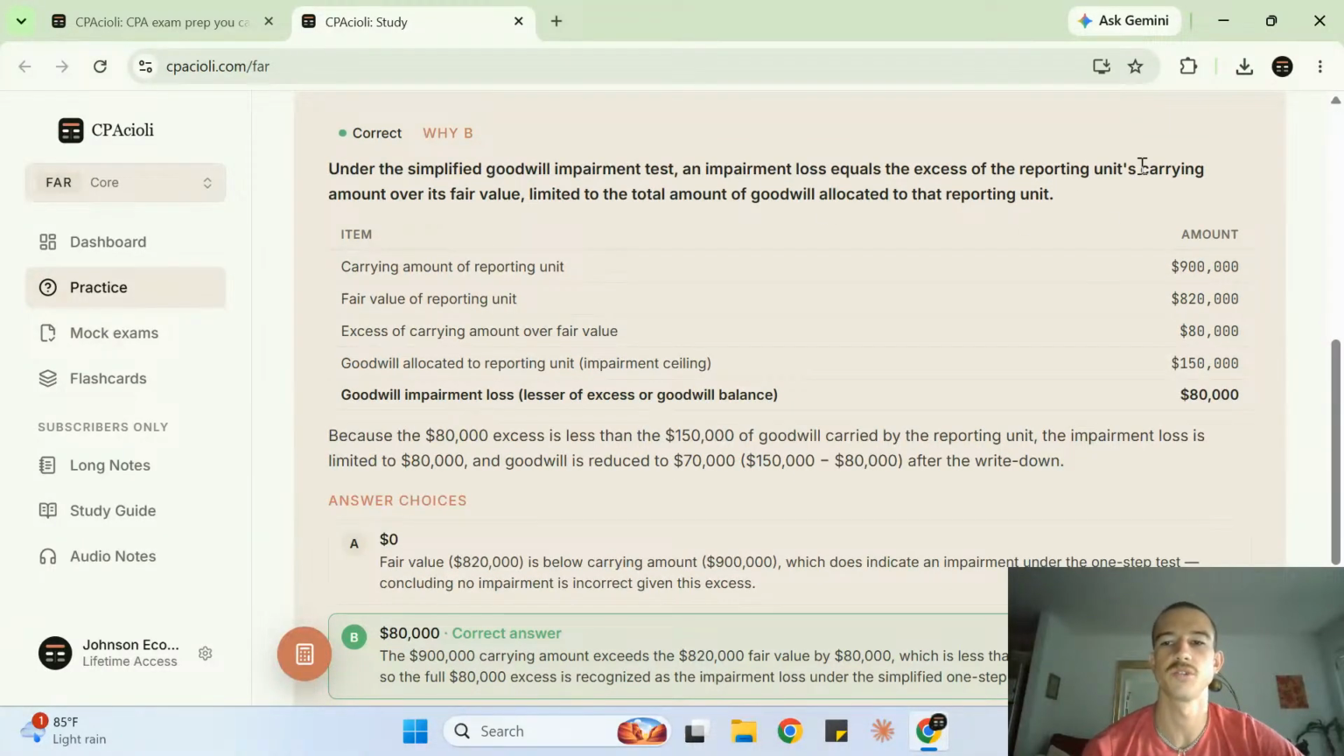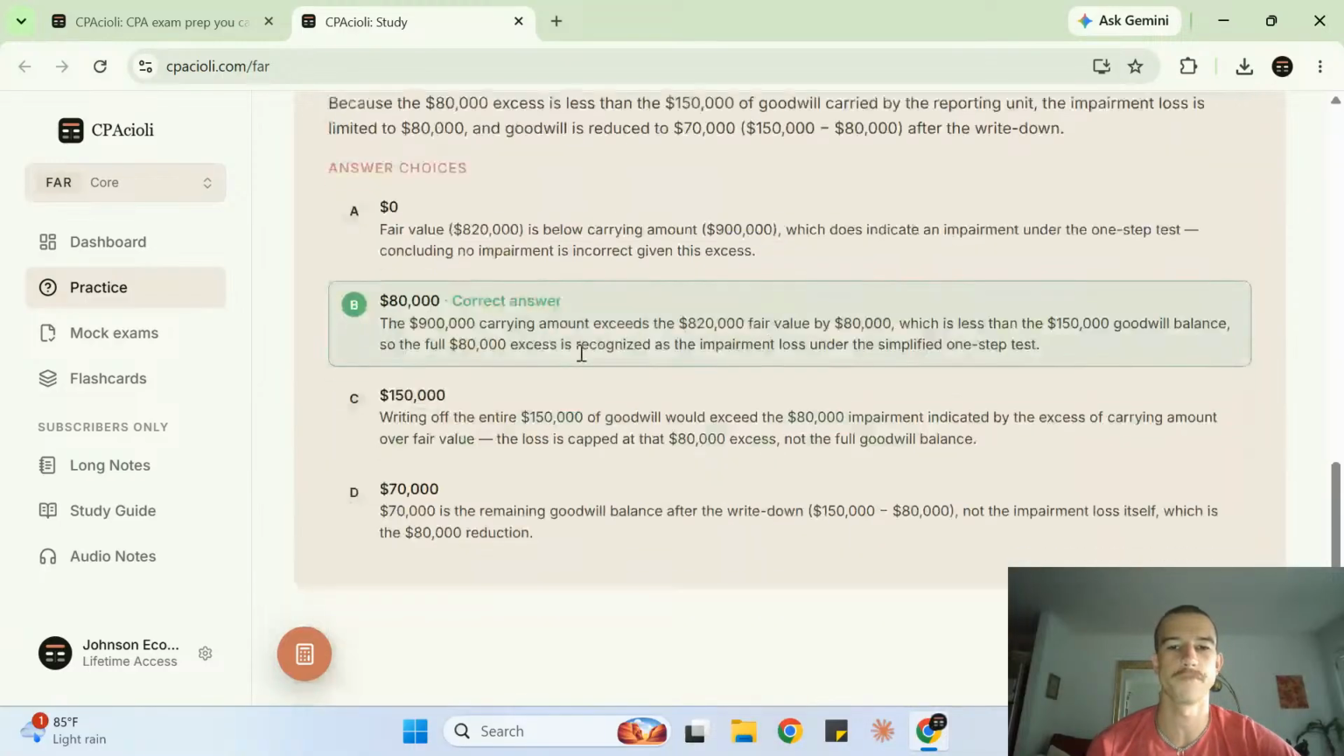Impairment loss equals the excess of the reporting unit's carrying amount over its fair value, limited to the total amount of goodwill located at that reporting unit. So the full excess is recognized as the impairment loss under the simplified one-step test.